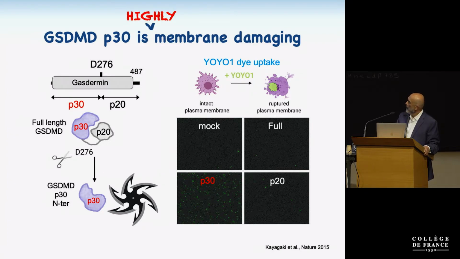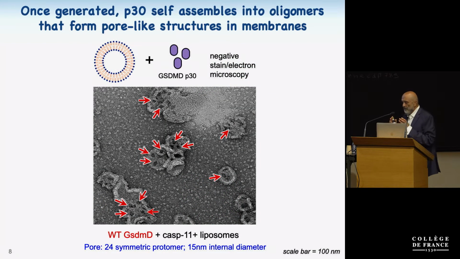Okay? So we thought possibly what happens is once you generate P30, it must oligomerize to give you a pore. And we showed that by taking purified liposomes and incubating them with P30. And lo and behold, you could see these pores forming on negative stain electron microscopy. And we calculated it out to be a 24-mer symmetric protomer, so 24 P30s coming together, to give you a fairly large pore of about 15 nanometers internal diameter.